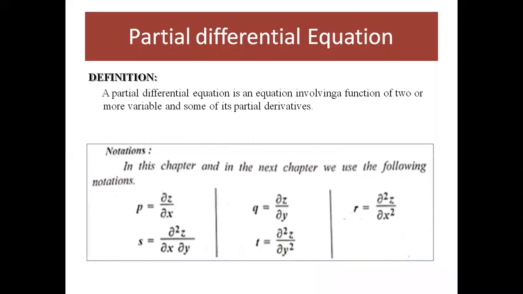In this chapter, we use the following notations: P equal to dou Z by dou X, Q equal to dou Z by dou Y, R equal to dou square Z by dou X square, S equal to dou square Z by dou X dou Y, T equal to dou square Z by dou Y square.